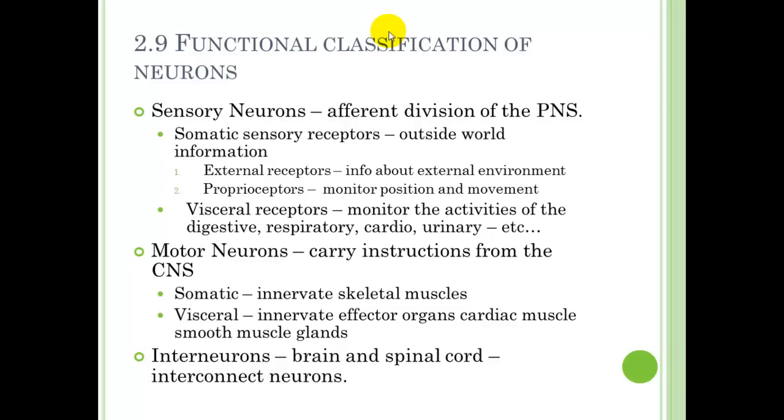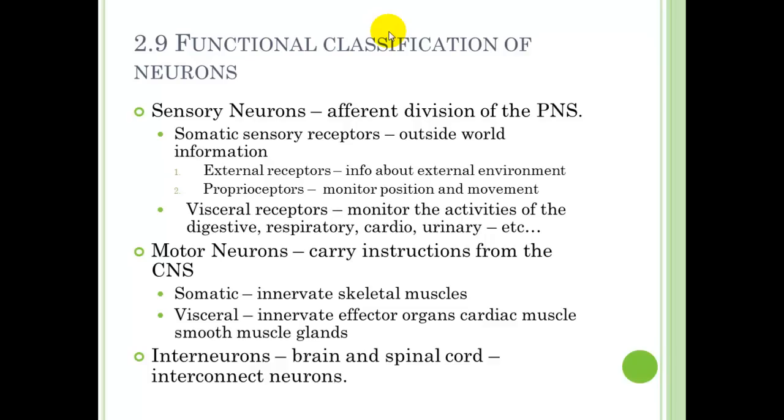Motor neurons carry out instructions from the central nervous system, and these can be somatic and visceral. Somatic would be innervated skeletal muscles. So move your arm. This would be coming down the somatic side. And then also we have visceral, which pretty much means organs, viscera, visceral organs. Innervated effector organs, cardiac muscle or smooth muscle glands within the actual organs themselves.